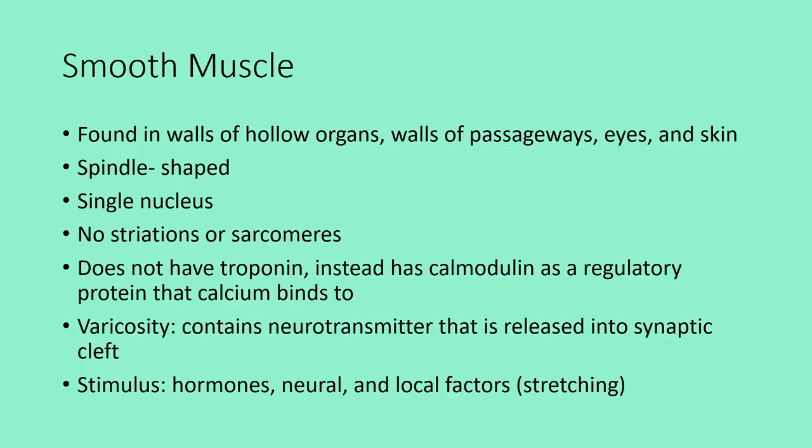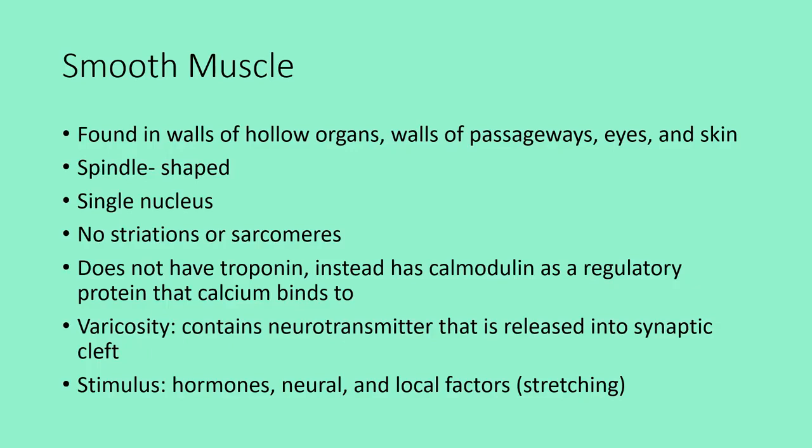It does have a single nucleus per cell. There are no striations. You do not have sarcomeres there. Smooth muscle does not have troponin. Instead, it has a chemical known as calmodulin as a regulatory protein. That's what the calcium is going to bind to. So calcium in skeletal muscle binds to the troponin, but in smooth muscle, it will instead bind to the calmodulin.